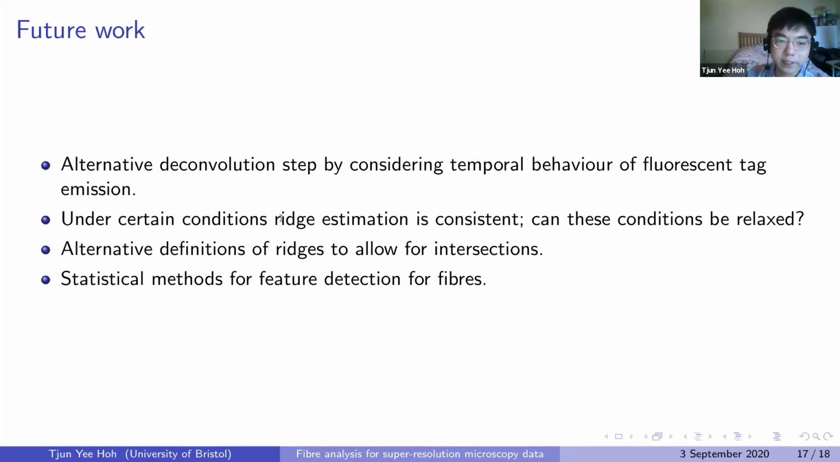Also, under certain conditions, ridge estimation is consistent, but we're looking to relax these conditions, mainly because the ridges, by definition, do not allow for intersections, or rather intersections are not well defined under ridges. We're also looking into more statistical methods for the feature detection for fibers, as opposed to the heuristic method that we have now.